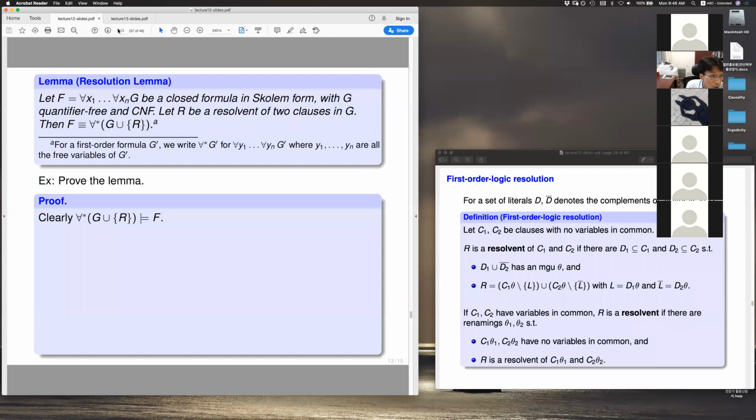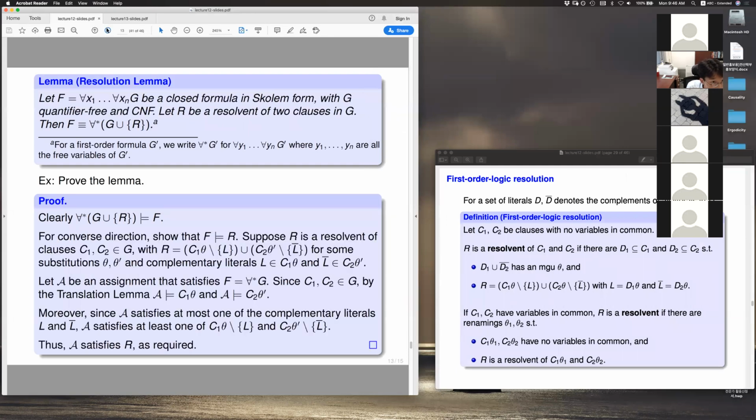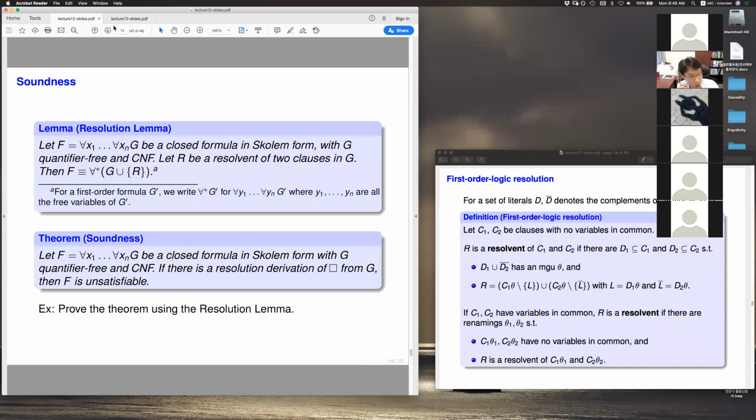So here's a proof about this. Using the resolution lemma, we can show that first order resolution is actually a sound way of proving contradictions for first order logic. It says that if F is a closed formula in Skolem form and G is quantifier free and in CNF, if there is a derivation of a box, which is a contradiction, from G, then F should be unsatisfiable. Although I said it's an exercise, it's actually quite easy.